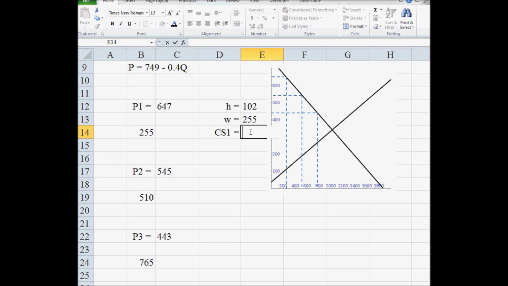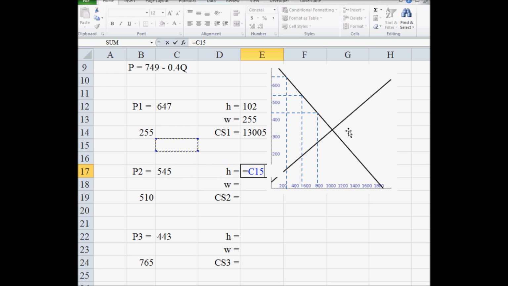So consumer surplus 1 is equal to the height times the width divided by 2. The height of the second triangle here is the difference in those first two prices. The width is the difference in the first two quantities. The consumer surplus is the height times the width divided by 2.